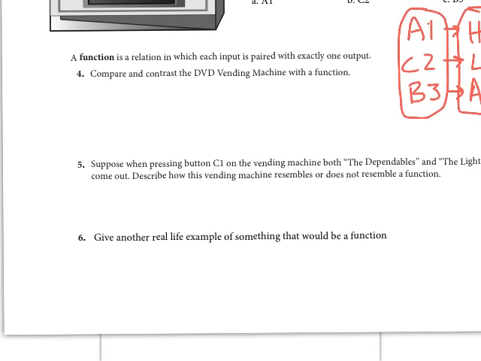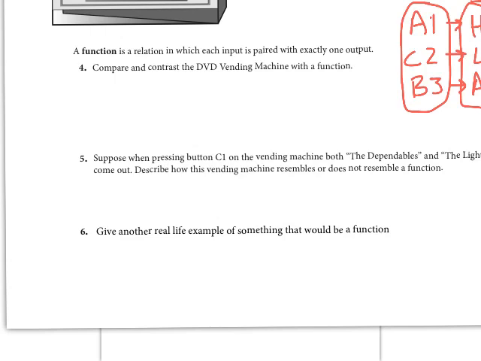Okay. All right. Another real life example of something that would be a function. What did you guys come up with? Okay, vending machine, yeah, any kind of pop candy vending machine, yes. Anything else? What about Netflix? Is Netflix a function? Netflix is a function. Why do you say that? Because if you click on Breaking Bad or something, you're going to watch Breaking Bad. You're not going to watch something else. Good. Every time I click on a particular show, that particular show comes up, right?